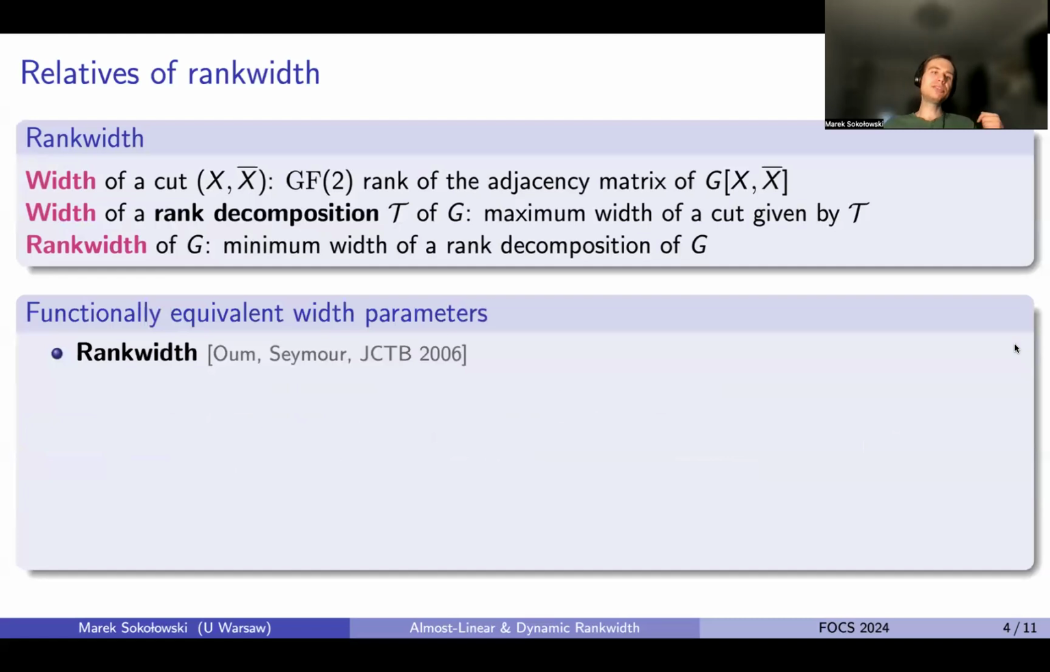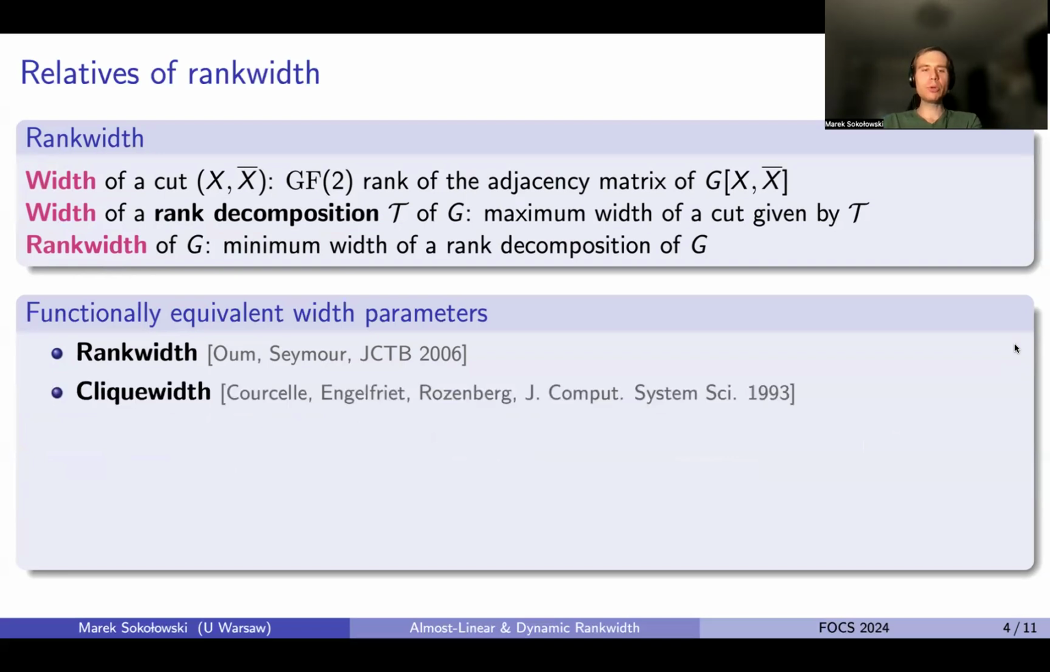It turns out that there are a lot of different graph parameters that are functionally equivalent with rank width. We have rank width, which was initially introduced by Oum and Seymour in 2006. But we have the original definition of clique width by Courcelle, Engelfriet, and Rozenberg from 1993. And we have a notion of NLC width that's quite similar to clique width, described by Wanke in 1994.